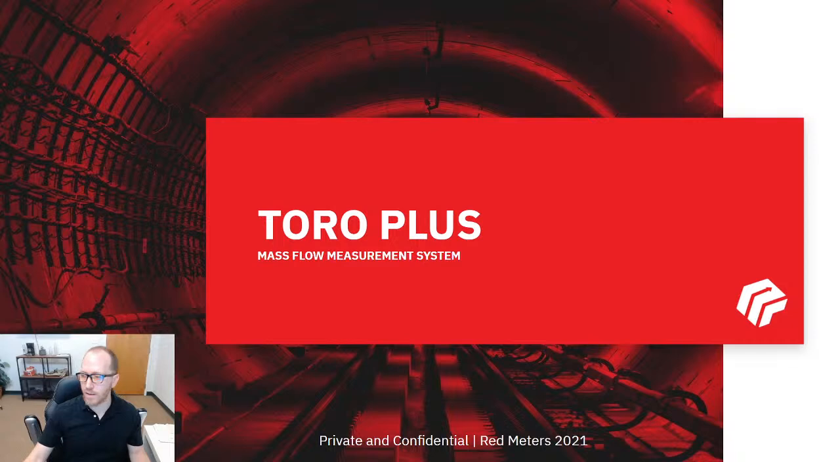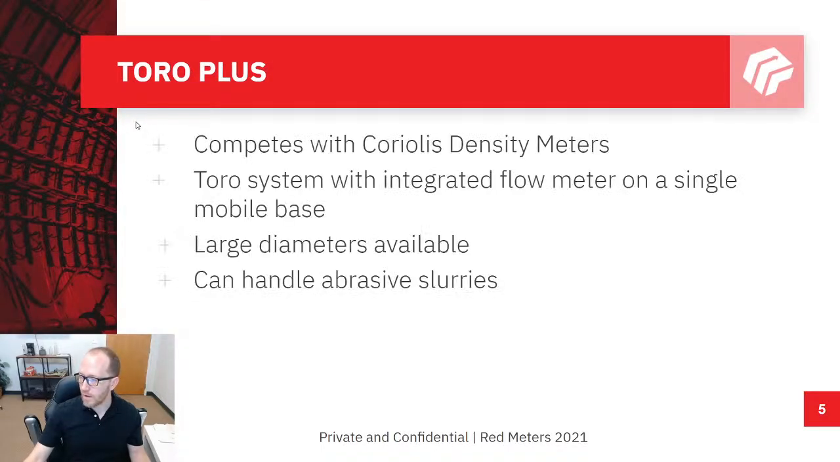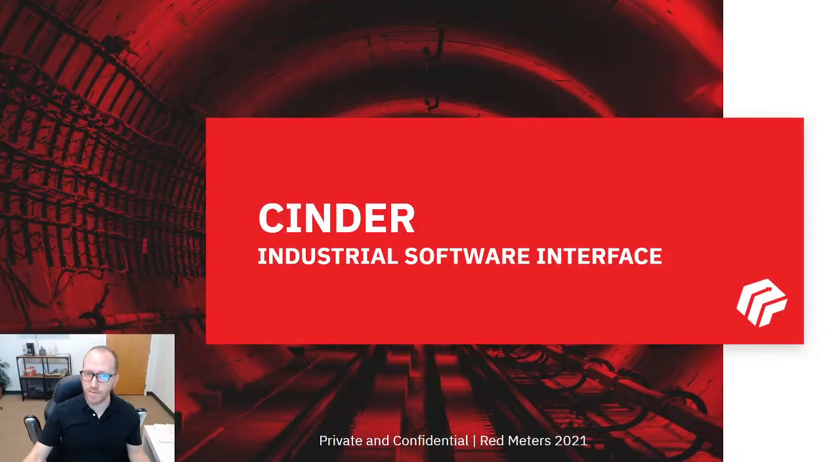Okay, so that is the Red Meter Toro. The Toro Plus is another version we've christened recently, so I'll just touch on it briefly. Now, it's a Toro system with an inline flow meter, so customers can have values like mass flow and accumulated solids over specific times. Unlike Coriolis density meters, large diameters and abrasive slurries are not a problem for the Toro Plus. What we're christening today, however, is Cinder.